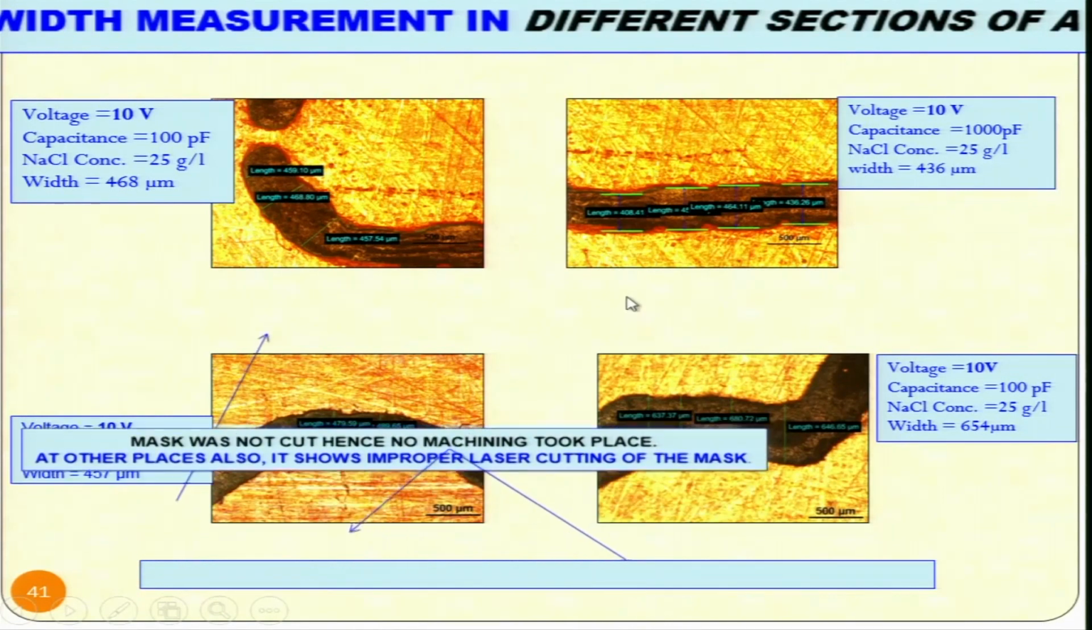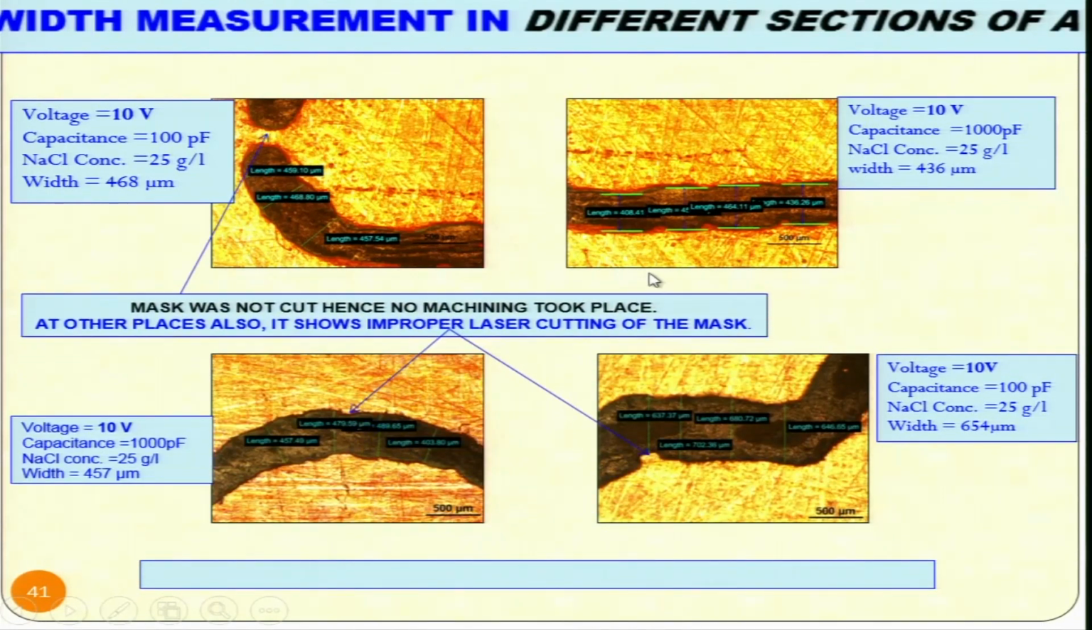So, this clearly indicates that their control was not very good; the mask was not cut, hence no machining took place. At other places also it shows improper laser cutting of the mask, because you can see here as well as here, since the mask was not cut properly, that has been reflected here after electrochemical micromachining.